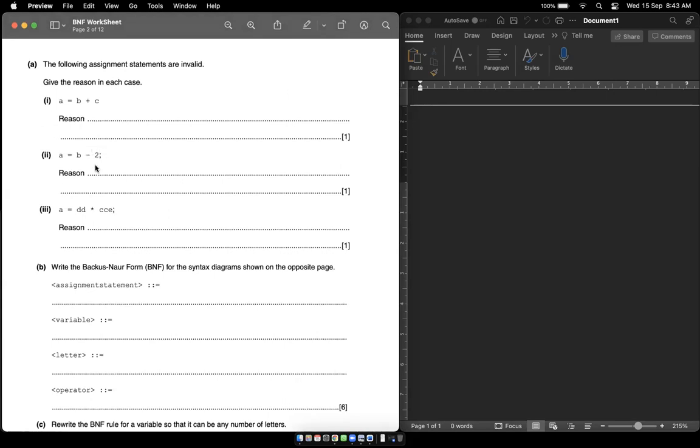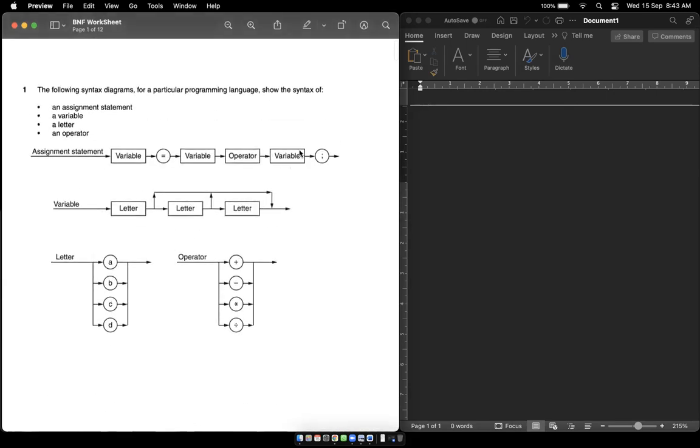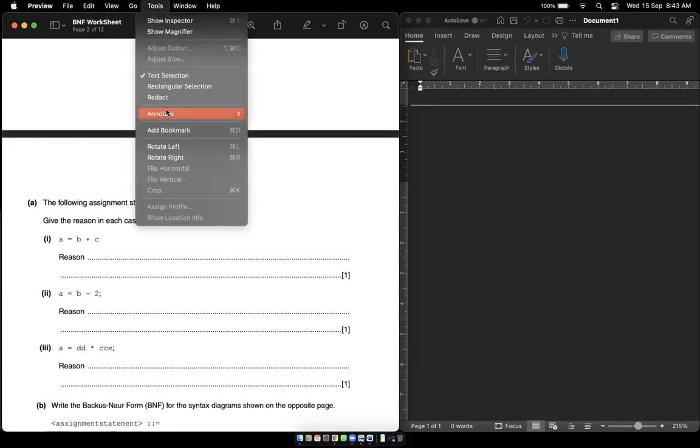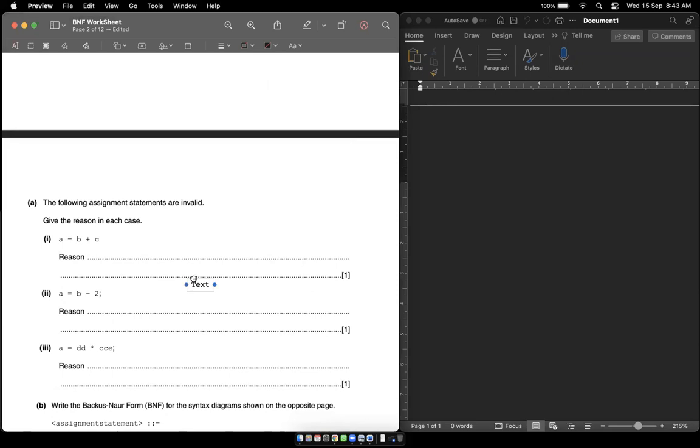Followed by a 2. Now here is where the problem lies. 2 is not a variable, because of which this assignment statement is invalid. So if I were to answer this question, it would go something like this. You simply write that 2 is not a variable. Simple.